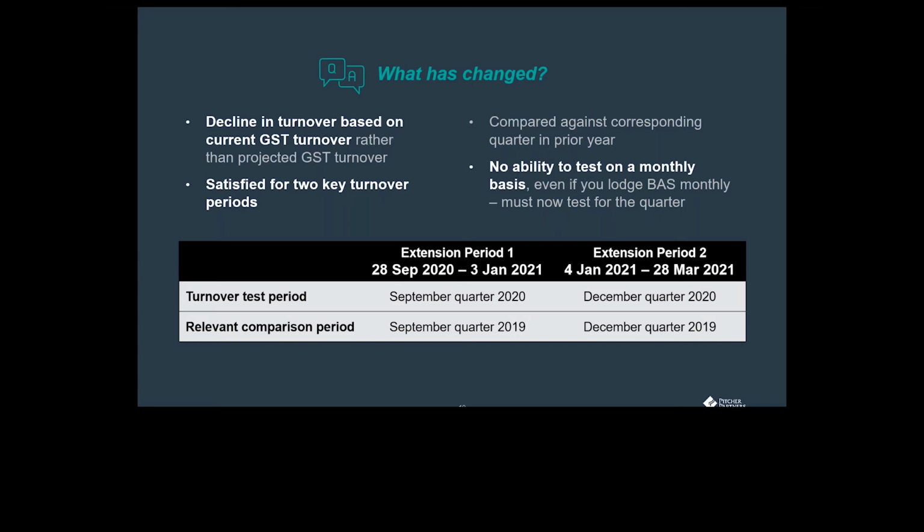So to qualify for JobKeeper payments on an ongoing basis from the 28th of September through to the 3rd of January next year, whether you're an employer that was within JobKeeper 1.0 or an employer that didn't qualify for 1.0 but is seeking to qualify for 2.0, if you're seeking payments from the 28th of September through to the 3rd of January, you will be required to do your decline in turnover test, looking at the quarter ended 30 September 2020 and comparing the turnover in that quarter to the turnover in the quarter ended 30 September 2019.